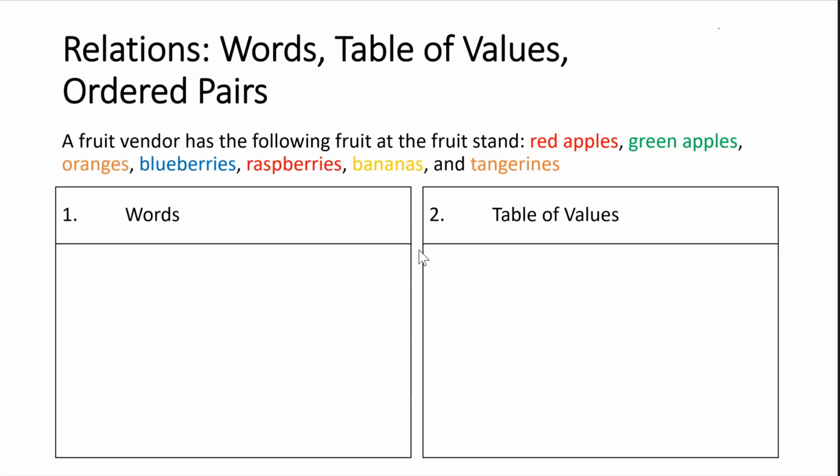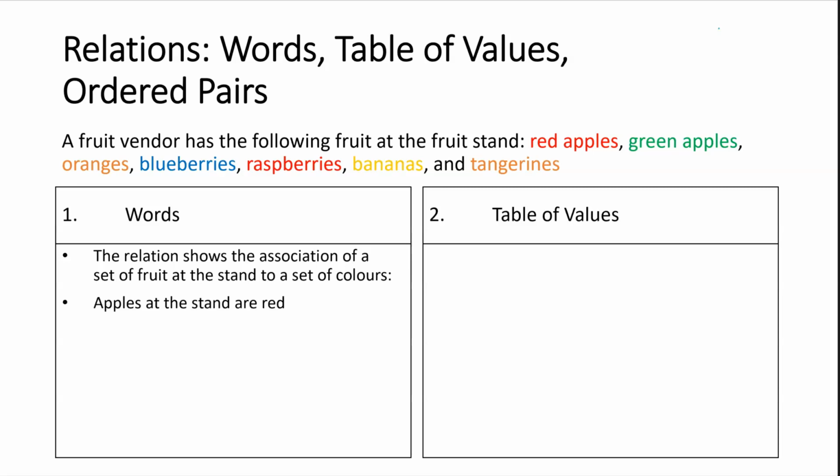Let's look at the following scenario. You have a fruit vendor, so someone's selling fruit at a stand, and they have the following fruit: red apples, green apples, oranges, blueberries, raspberries, bananas, and tangerines. And we want to show that relation in words. Well, the relation that shows the association of a set of fruit to a set of colors would look something like this. Apples at the stand are red.